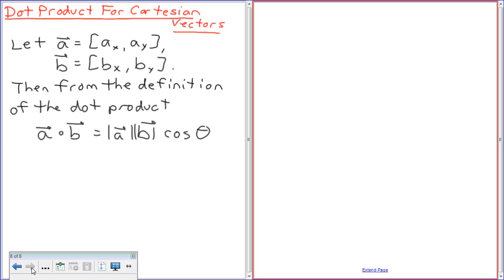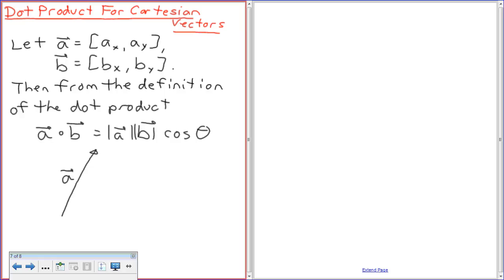I'm going to draw a little diagram here. Vector A is going to look like this. Vector B is going to look like this. The angle between them is going to be this. I'm going to call this distance C, and that would be the origin, technically, where that would be.